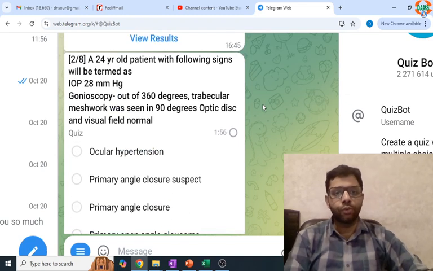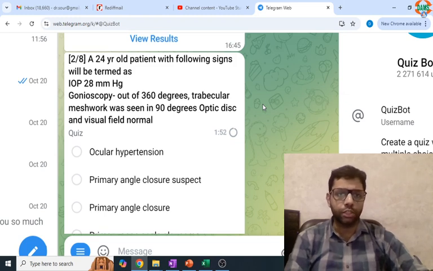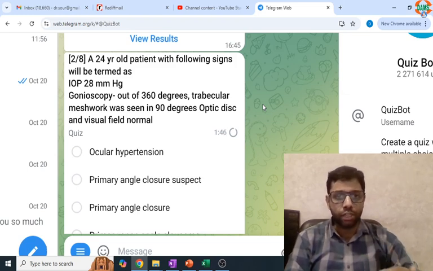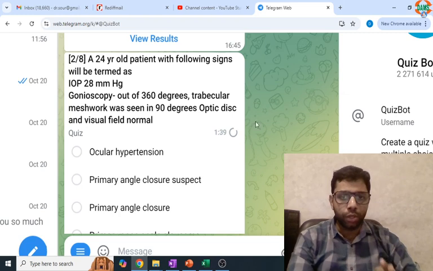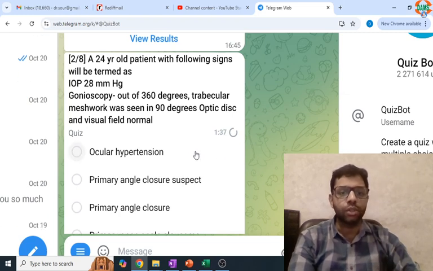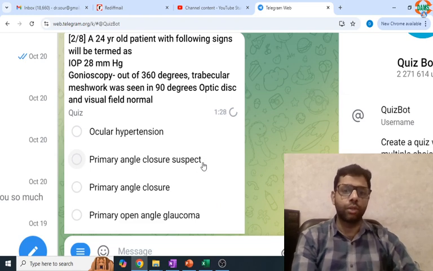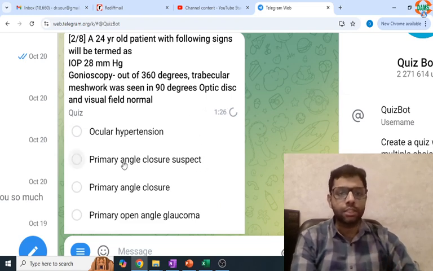Second, a 24-year-old patient has the following findings. IOP is more than 21, so it is more. On gonioscopy, out of 360 degrees, trabecular meshwork was seen only in 90 degrees. If you are unable to see trabecular meshwork in less than 180 degrees, it is occludable or closed angles. Ocular hypertension is ruled out because that is the open angle spectrum. Option D is ruled out because that is the open angle spectrum. And the pressure is high, so PACS is ruled out. Optic disc is normal, answer is PAC.